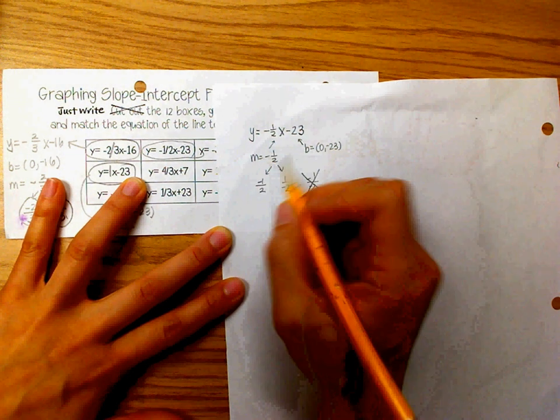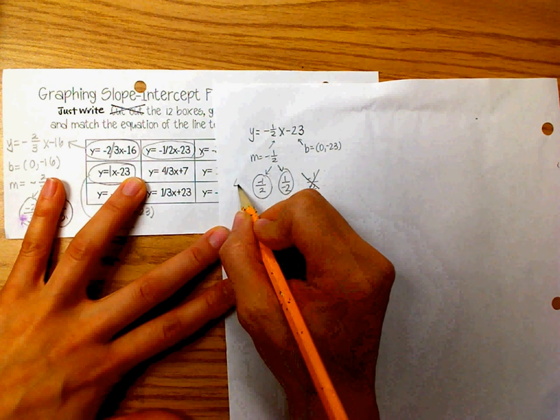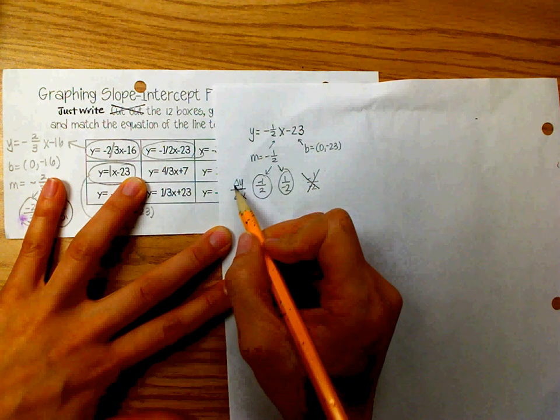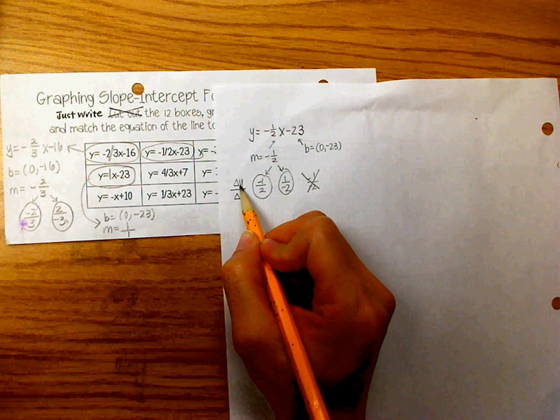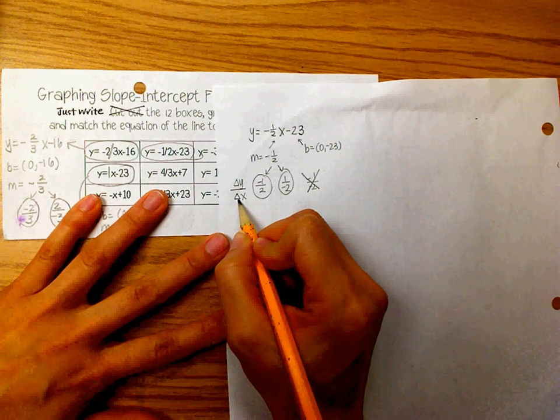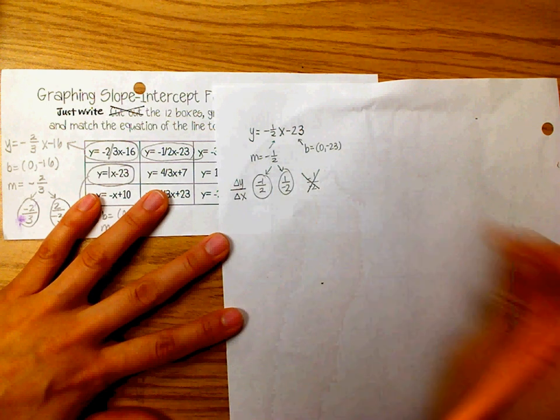Alright, so looking at these two possibilities, remember the top is change in y and the bottom is change in x. Change in y is a vertical movement, which means up and down. Change in x is a horizontal movement, which is left and right, and you'll know which way to go depending on the sign that you have.